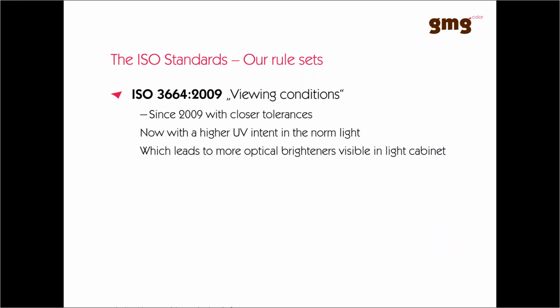Another really important one is the ISO standard for the viewing conditions. As you see here, this standard was discussed again in 2009, and they released a newer version with some closer tolerances for viewing conditions. As one result of these closer tolerances, we now have a higher UV intent in our norm light. And this high UV intent leads to more optical brightness visible in light cabinets.